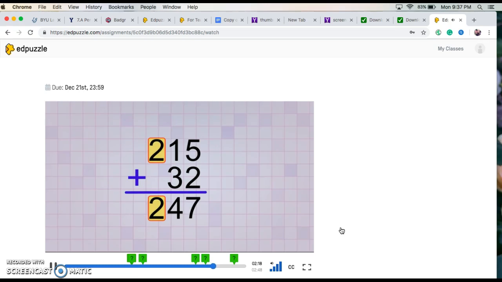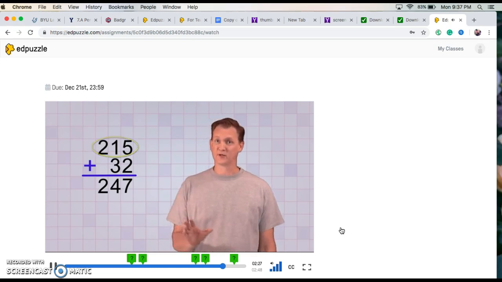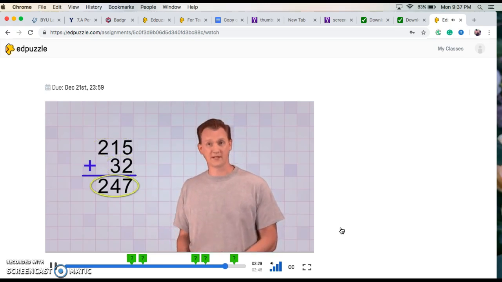Of course, we could add the 2 to the 0 that we imagined there as a placeholder, but 0 plus 2 will just give us 2 also. There, 215 plus 32 equals 247.